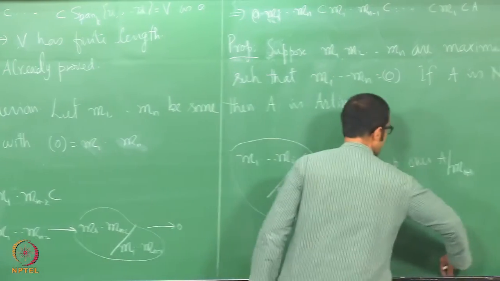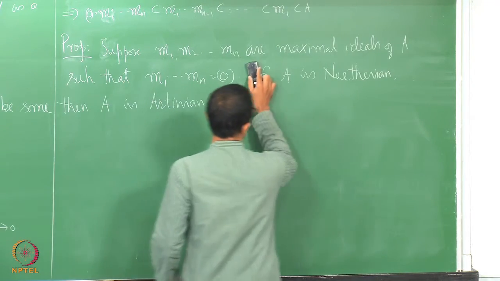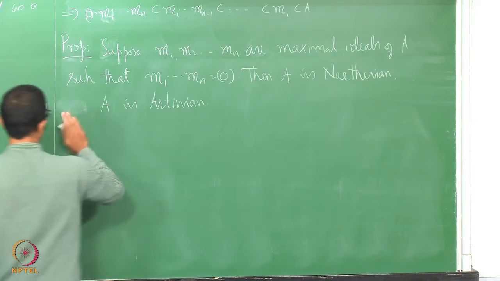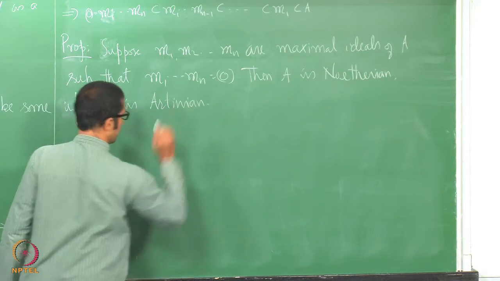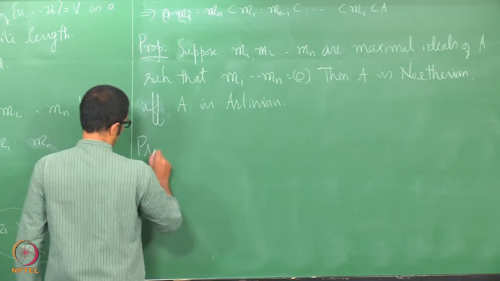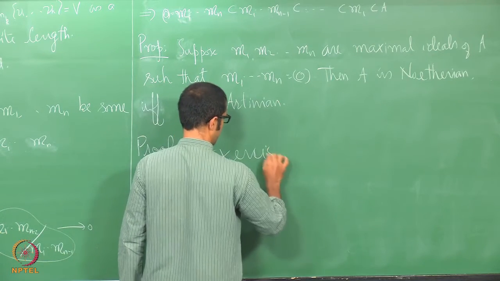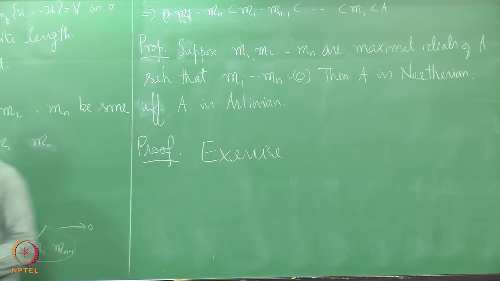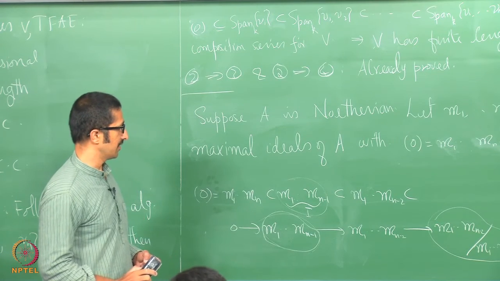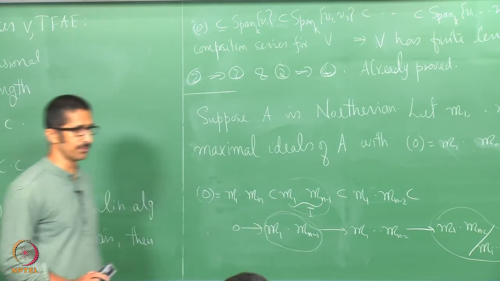So, what we have proved is more than this. Let me modify the statement. Then A is Noetherian if and only if A is Artinian. Okay. You should write down the complete proof. I mean it is the same, I just have not systematically written it down, but you should be able to do that.